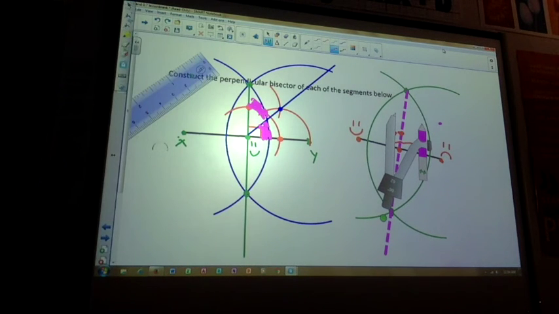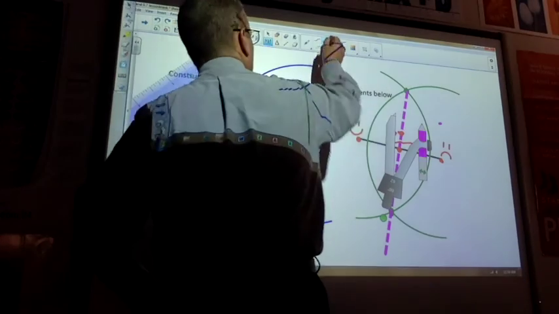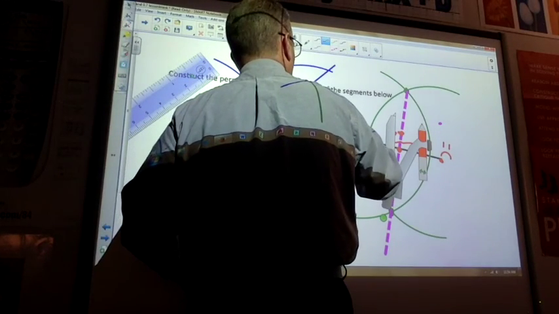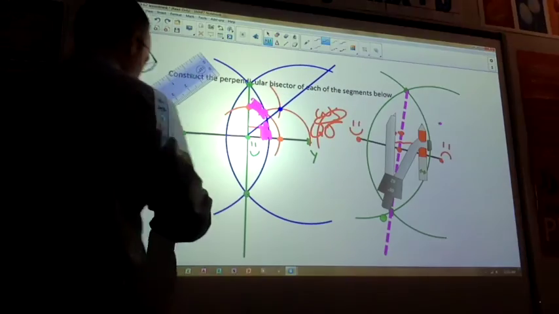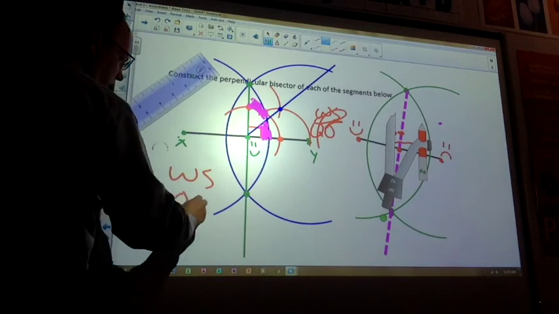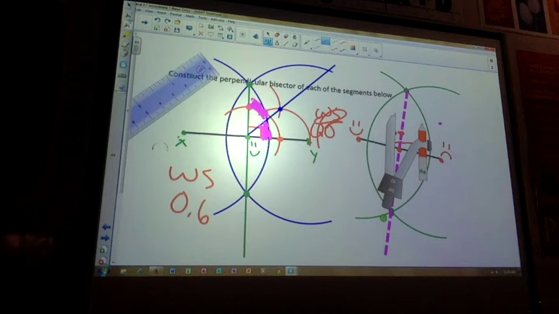Your assignment for tonight, if you choose to do it: we're going to do worksheet 0.6, and I want you to do 1 through 6, not worry about the word problems.